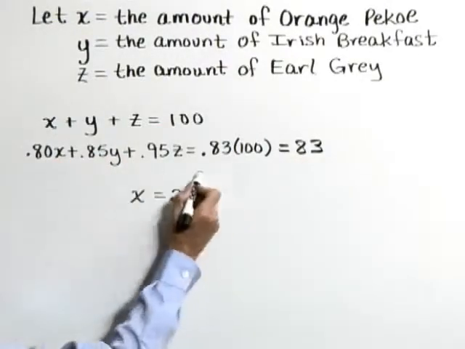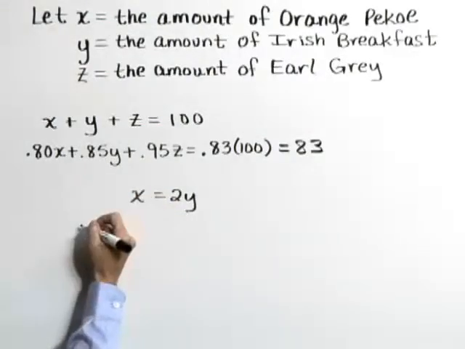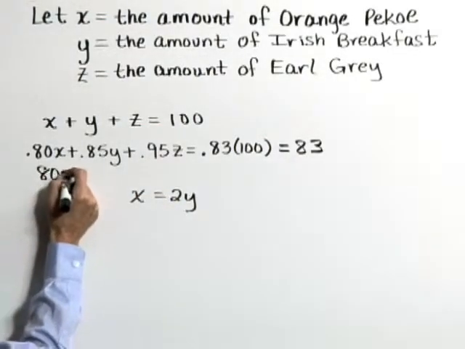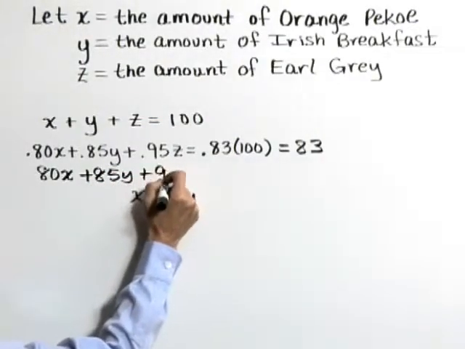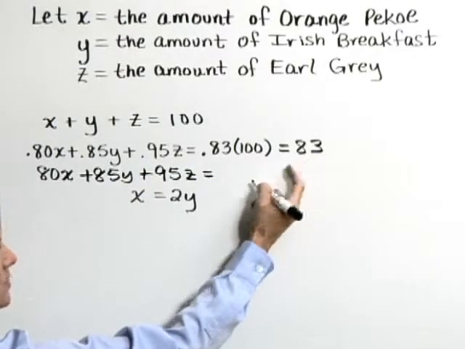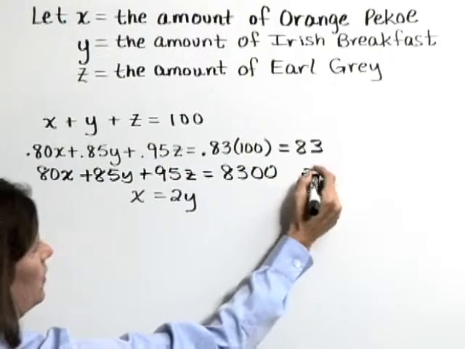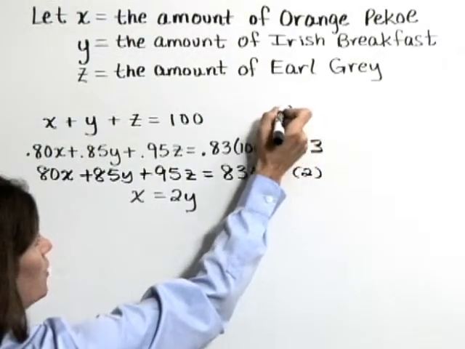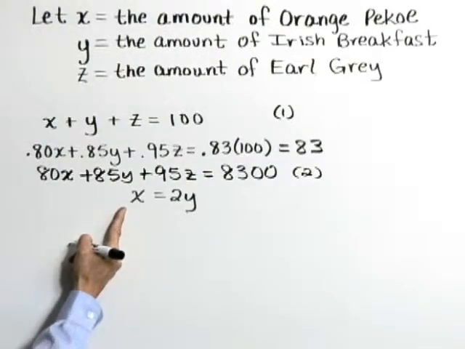And let's clean this equation up a little bit before we move to our next equation. Multiply it through by 100 to get 80x plus 85y plus 95z is equal to 83 times 100, or 8,300. Now let's call that equation 2, our first equation up there, equation 1. Now we need a third equation.